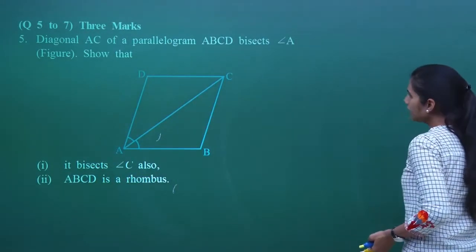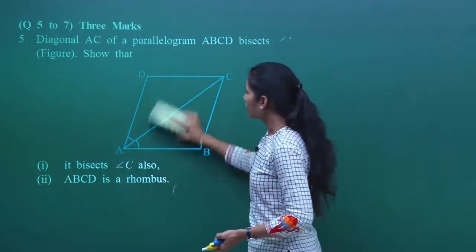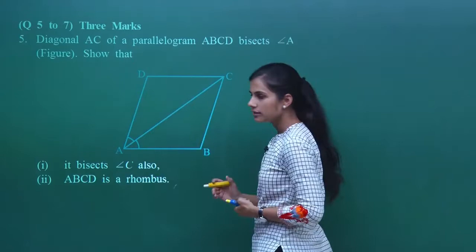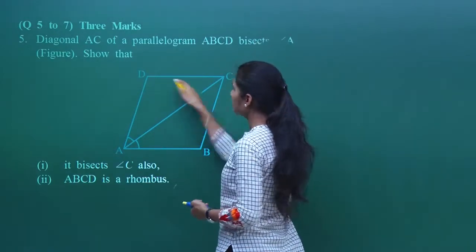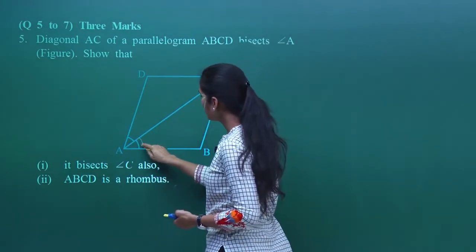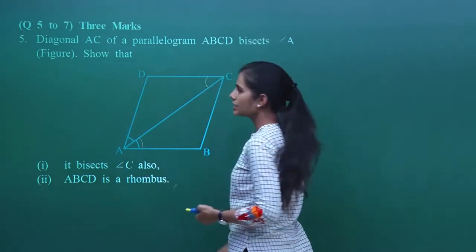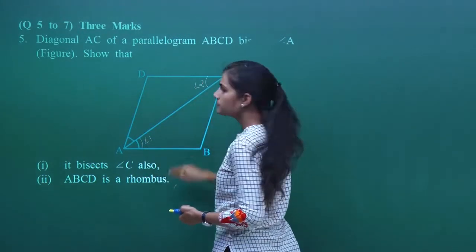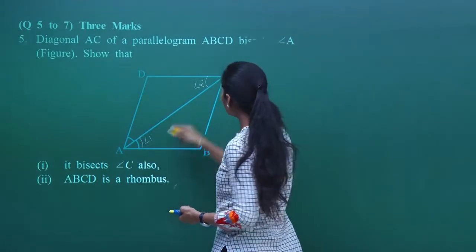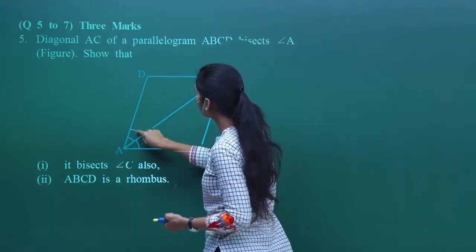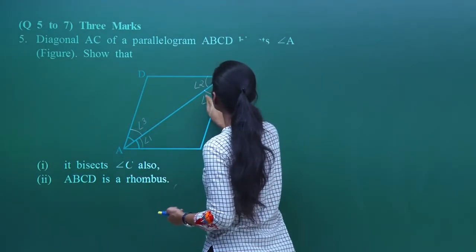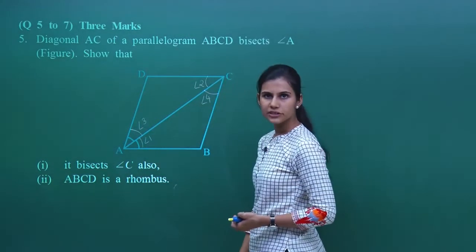Now you are already given that it is a parallelogram, right? That means AB is parallel to CD. So this angle will be equal to this angle because they are alternate interior angles. So this is angle 1, this is angle 2. Moreover, you also have AD is parallel to BC, so you will have this angle is equal to this angle. Say this is angle 3 and this is angle 4, again because of alternate interior angles.